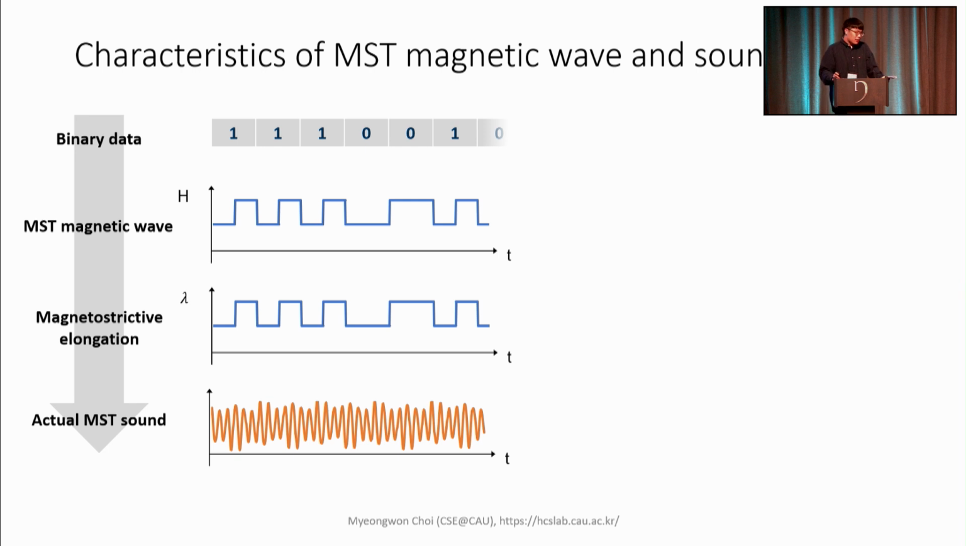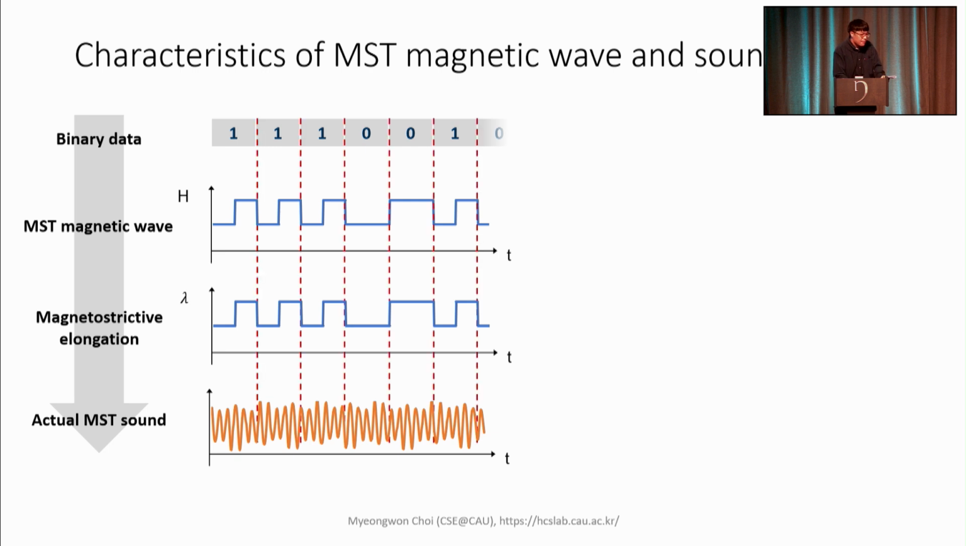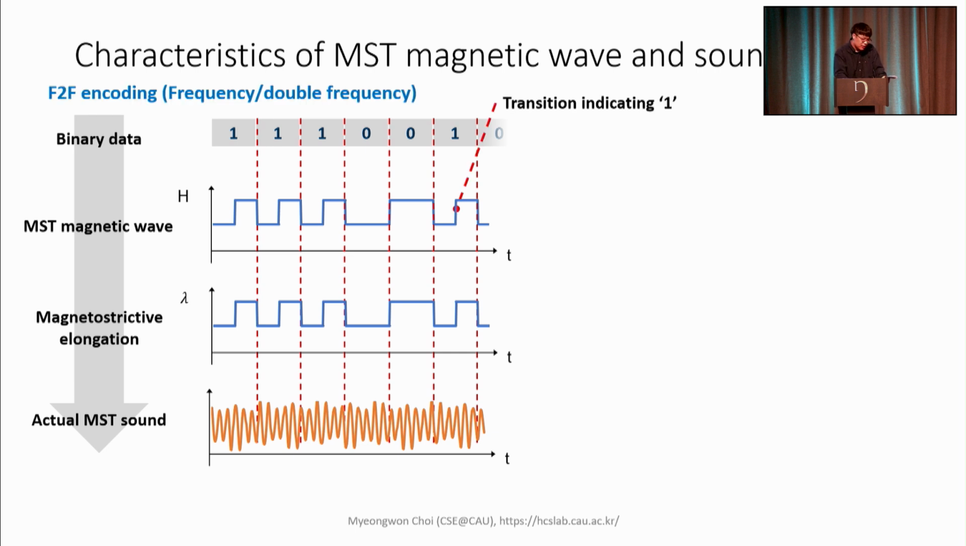As I explained earlier, the fluctuation of the MST magnetic field causes the vibration of the substances inside the phone and generates the MST sound. If you look closely, the direction of the MST magnetic wave changes at the boundary of the bit. And each bit has one extra transition in the middle of the bit if the bit indicates 1. This encoding technique is called F2F encoding.